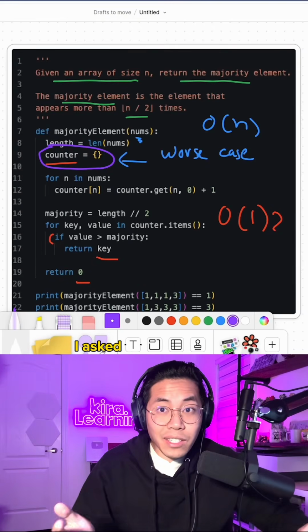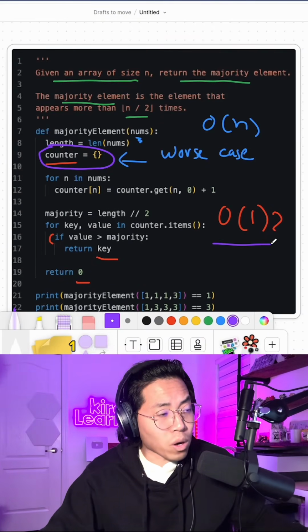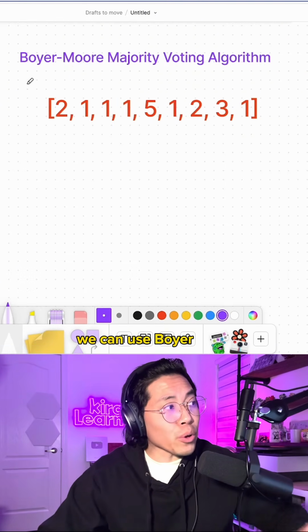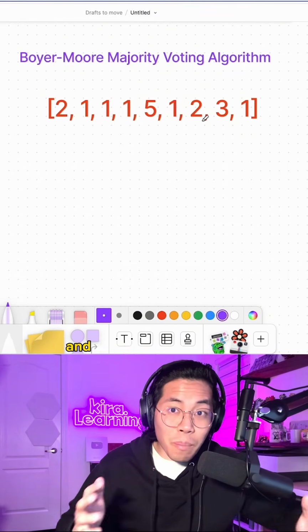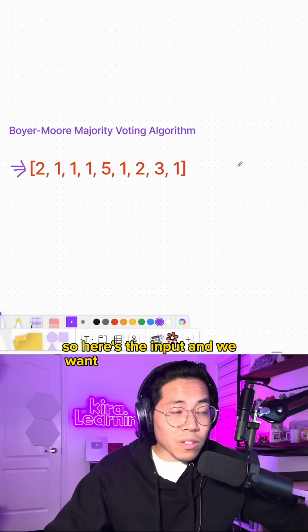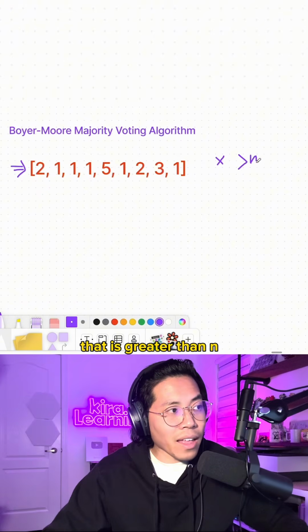So last week, I asked if you guys can solve this problem in O(1) space complexity. To find the majority element, we can use Boyer-Moore's majority voting algorithm. And the best way to learn this algorithm is to run through an example together. So here's the input, and we want to find the element x that is greater than n divided by 2.